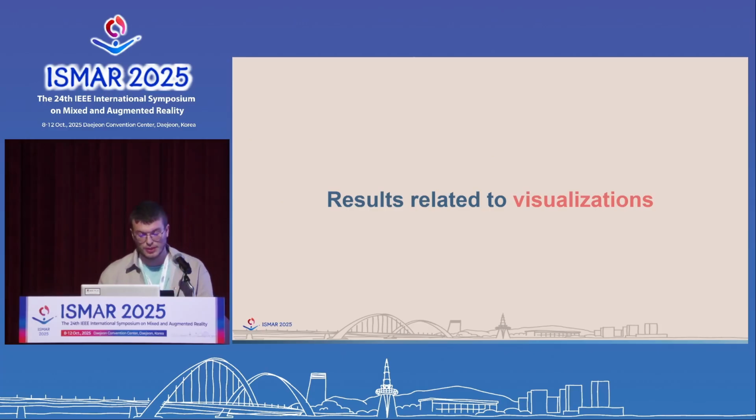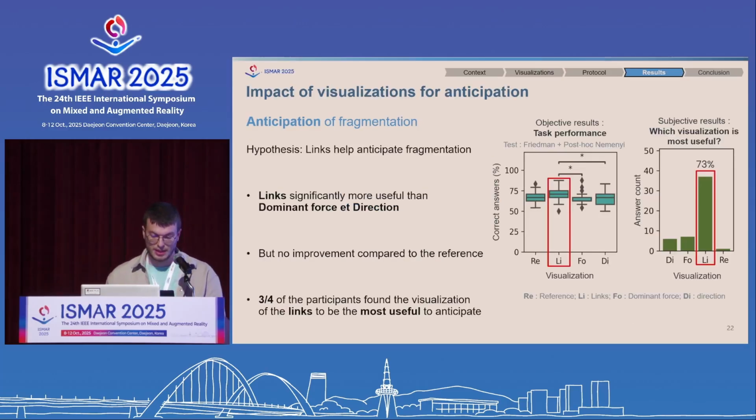Now let's look at the result for visualization. For the anticipation task, we were expecting that links will help to anticipate fragmentation, as it gives a hint about the connectivity of the swarm. Looking at the result, we found that links is significantly more useful than dominant force and direction, but no improvement was found compared to the reference. Looking at the subjective results, we found that 3/4 of the participants found the visualization of the links to be the most useful to anticipate.